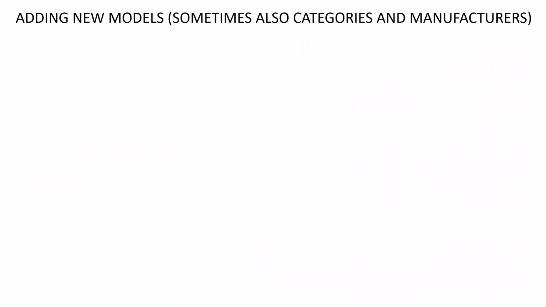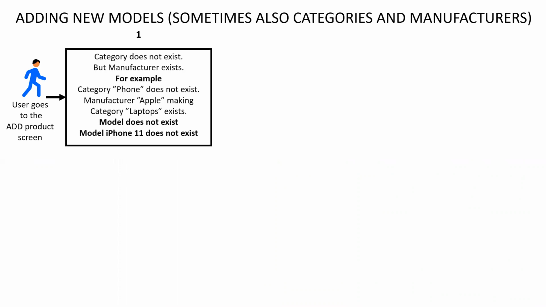So when adding new models, we may sometimes need to add new categories and new manufacturers also. So let's look at the use case. A user goes to the add product screen, and the first case is a category does not exist, but the manufacturer exists. For example, category phone does not exist, but the manufacturer Apple making category laptop exists. In this case, the model iPhone 11 does not exist because an iPhone model is a combination of the category and manufacturer. So in this case, the model does not exist.